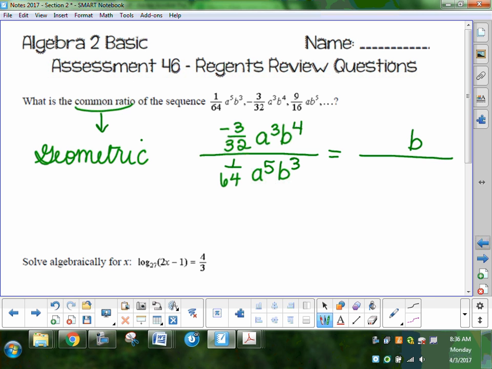Thank you. Looking at the next part of it, which one do you want to do, the fraction or the a? Okay, what's left after the a's, and where? Okay, a squared is going to be in the denominator.